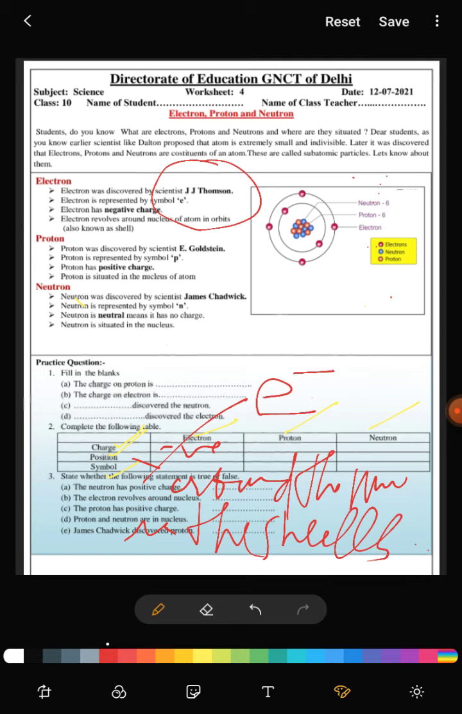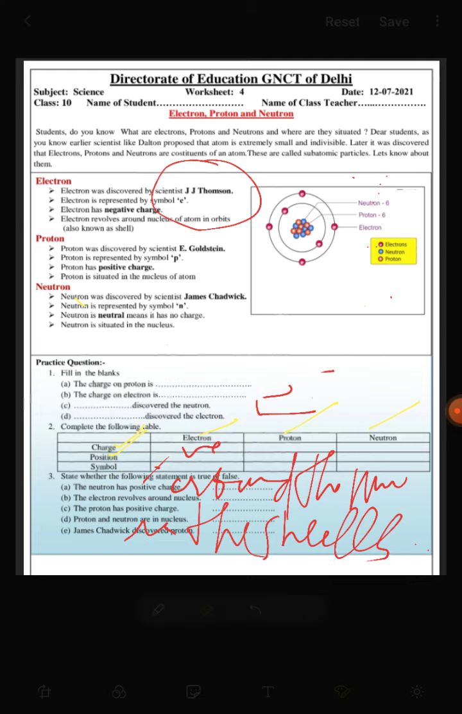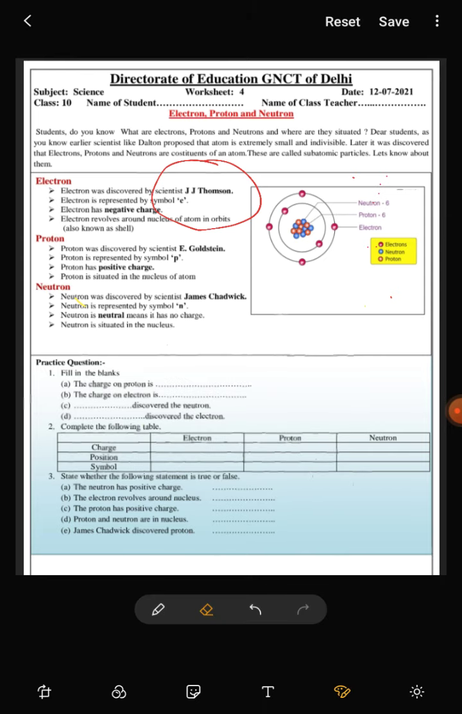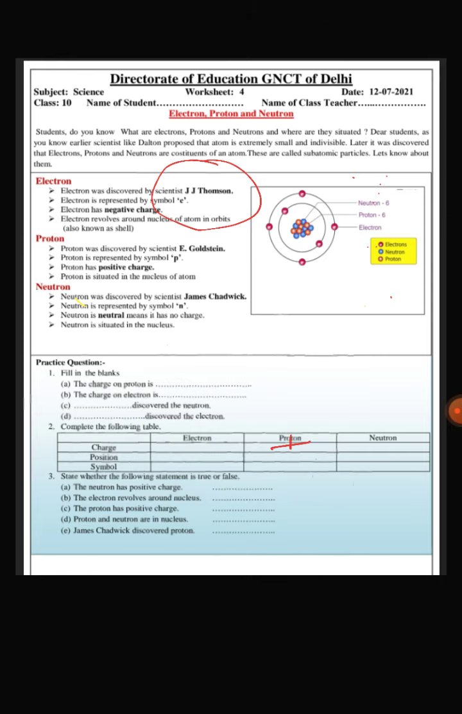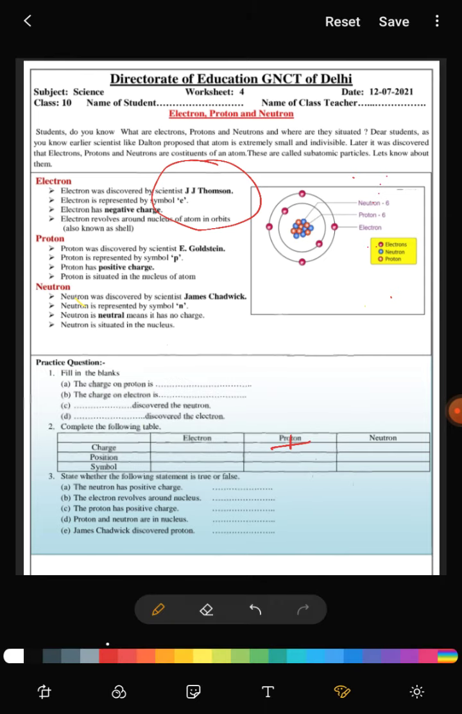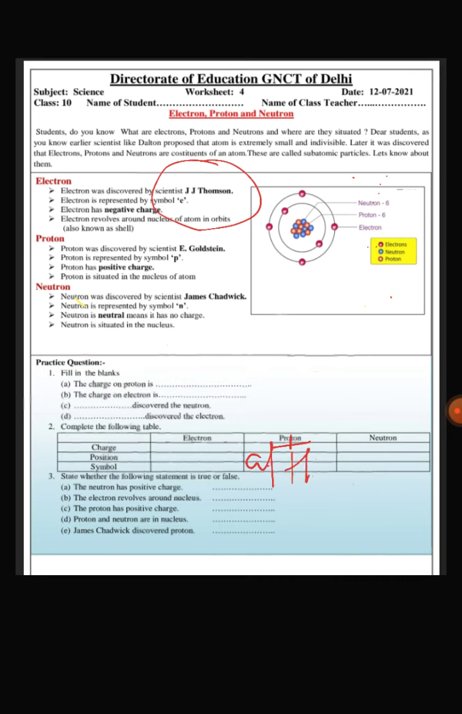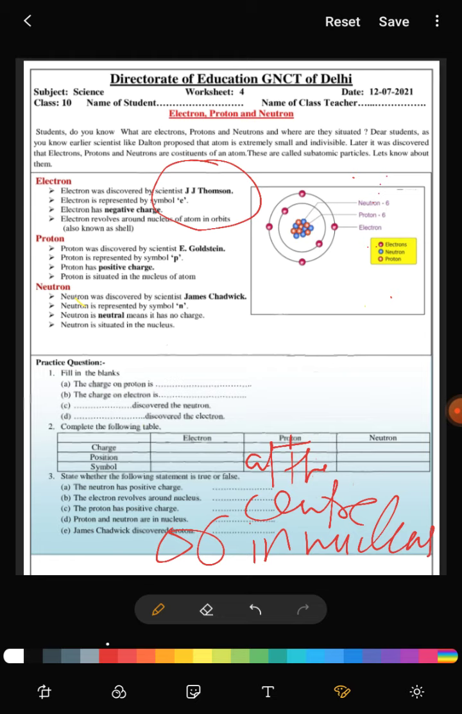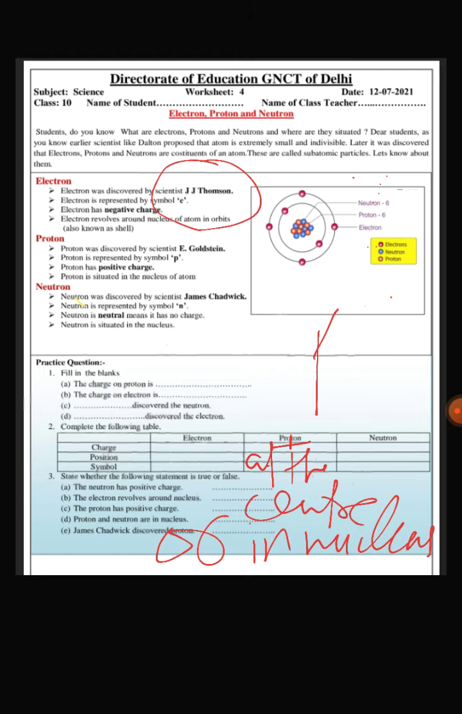Okay, now we are going to the second, proton. The proton contains a positive charge. Position: at the center, or in the nucleus. Alright, third one is symbol. Symbol is exactly P, positive.